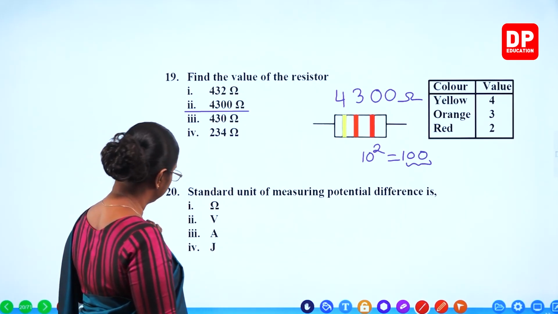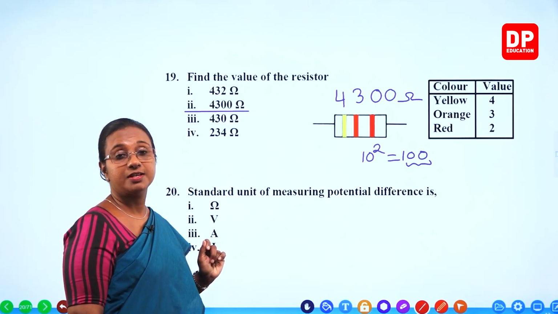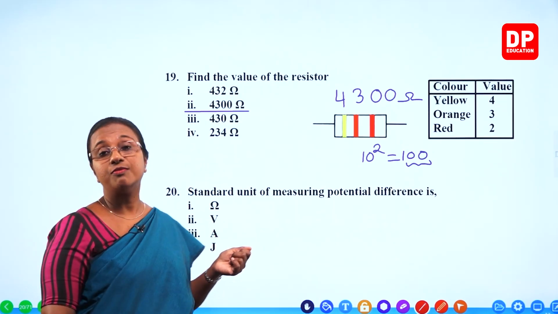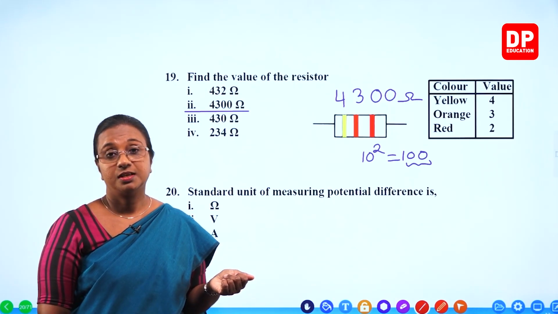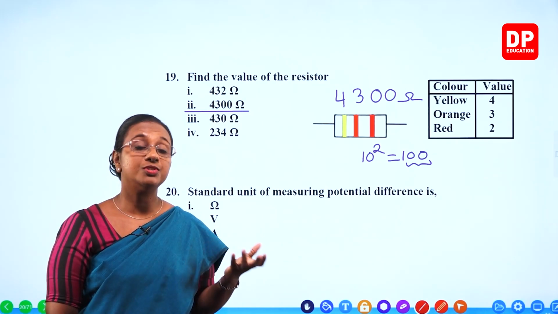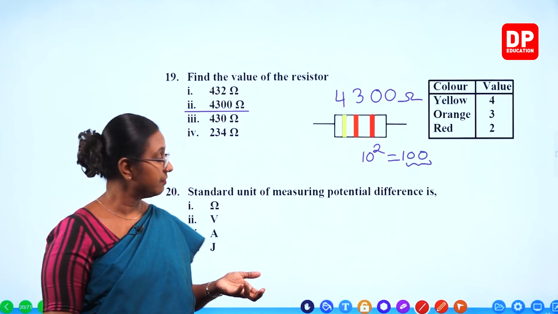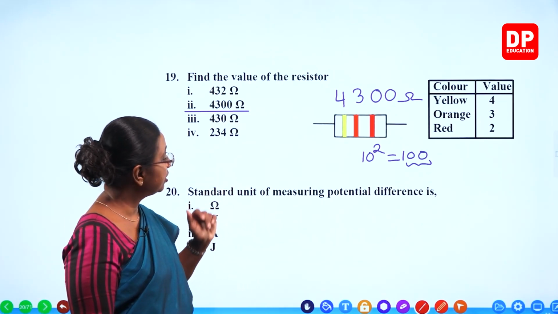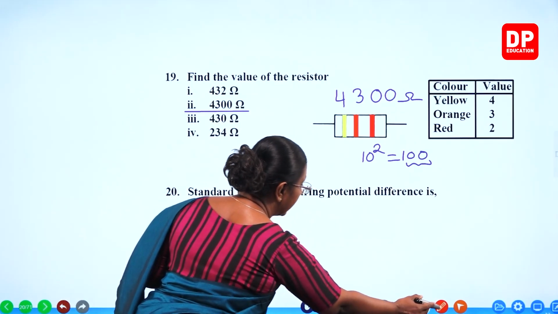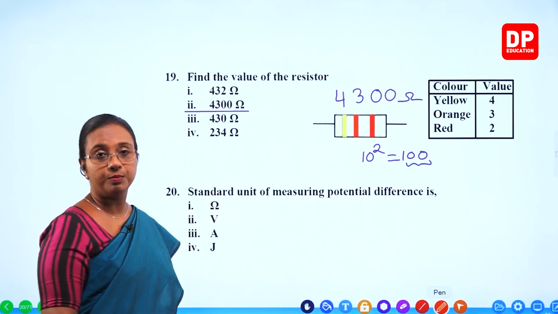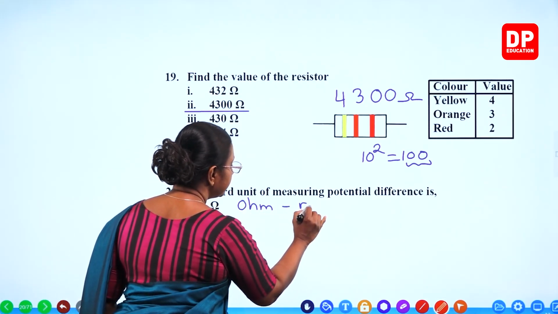Then the 20th question. Standard unit of measuring potential difference. What is the standard unit of measuring potential difference? Volts. V, capital V. We use the voltmeter. That is why we call it as voltage difference also. So standard unit of measuring potential difference is volts. If we look at the answers, this is ohm. Ohm is for what? Ohm, resistance.